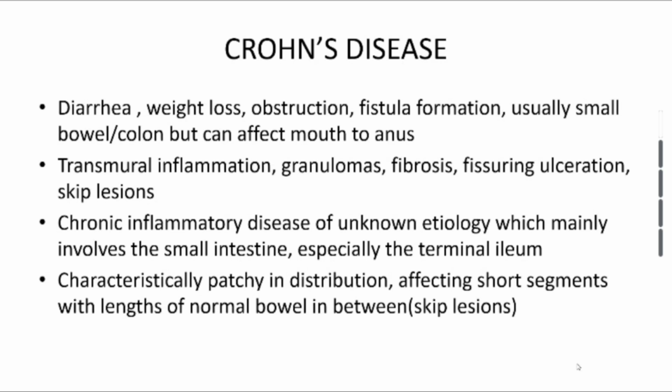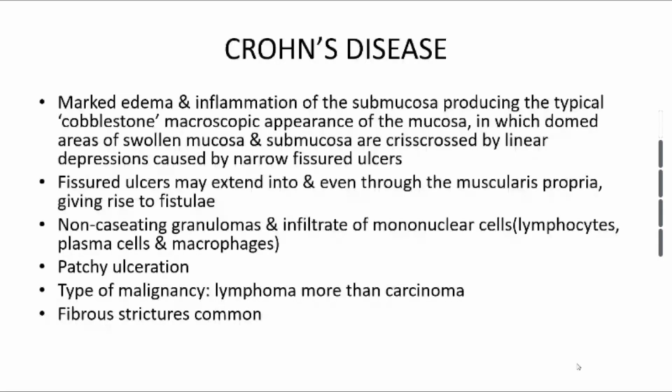Characteristically, there's a patchy distribution, affecting short segments with lengths of normal bowel in between. That's basically what we mean by skip lesion. So it affects here, then there is a gap that is normal, then there is a lesion again. That's what we talk about as skip lesion. That differentiates it from ulcerative colitis, which tends to affect uniformly the entire mucosa of the colon without those skip lesions.